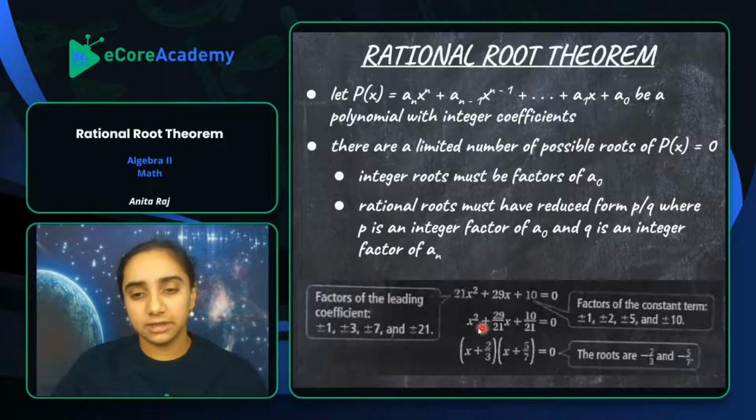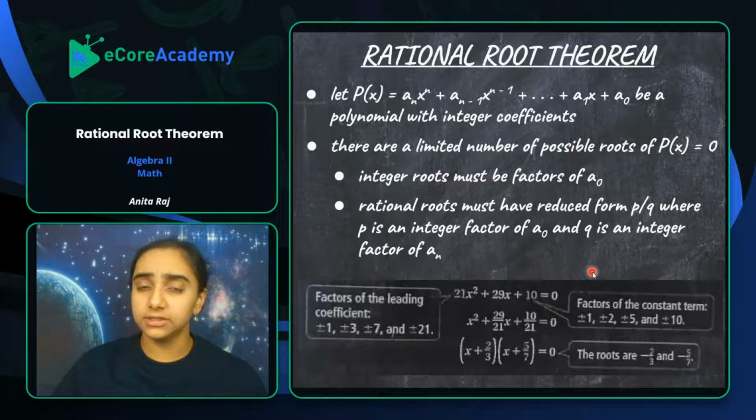So here you have an example. You have 21x squared plus 29x plus 10. In this case, this is a subscript n, so you're going to find the factors of this leading coefficient. If you just look at 21, you know the factors are 1 and 21, 3 and 7, and make sure you add a plus or minus sign. This is very important because these could be positive or negative. We're talking about all integers. Integers are positive and negative numbers.